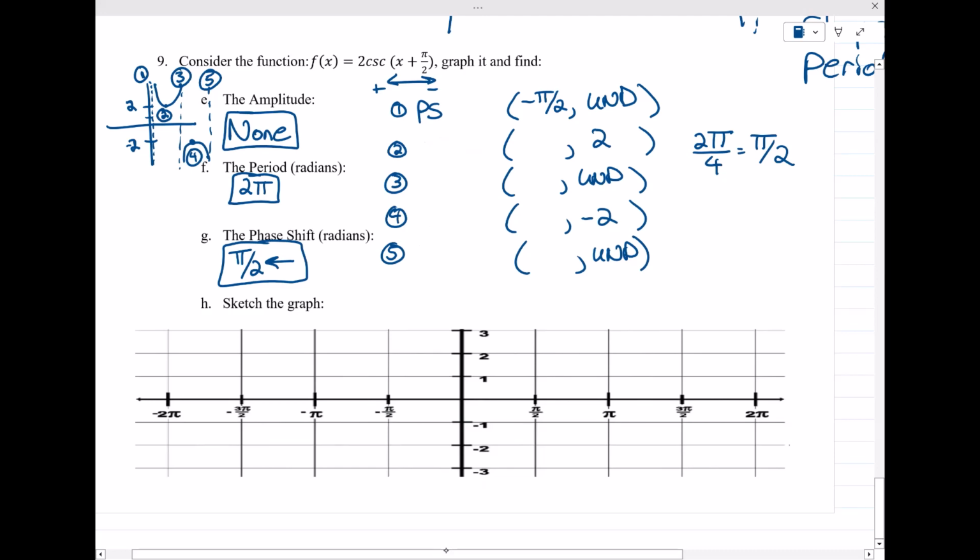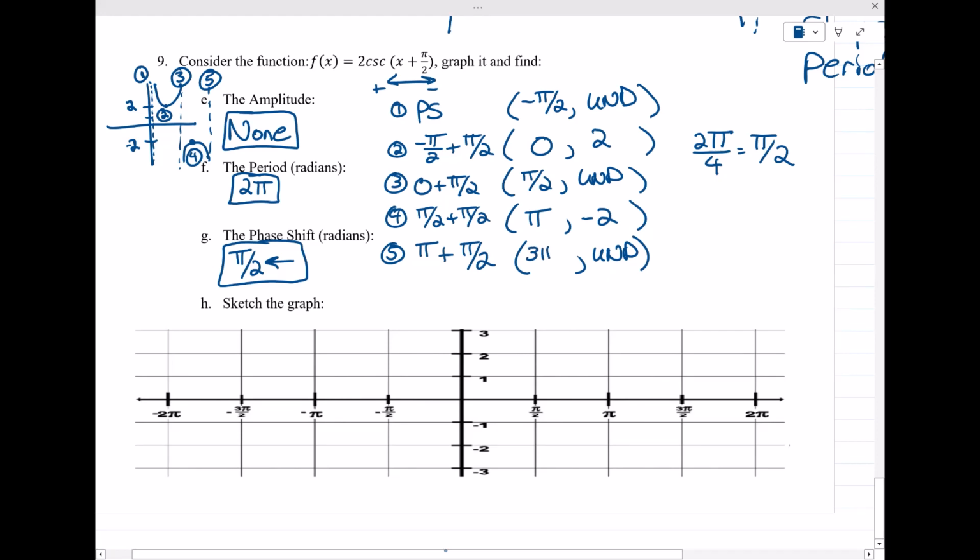So we are going to start at negative pi over 2, but we're adding pi over 2 to everything. So negative pi over 2 plus pi over 2 is 0. And then 0 plus pi over 2 is pi over 2. Pi over 2 plus pi over 2 is 2 pi over 2. And then 2 pi over 2 plus pi over 2 is 3 pi over 2.